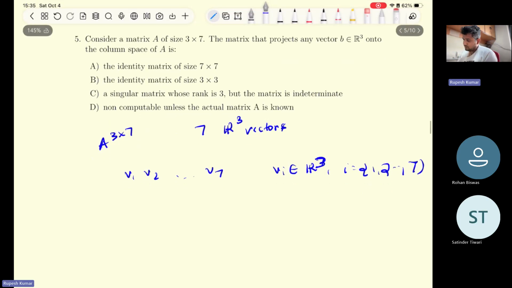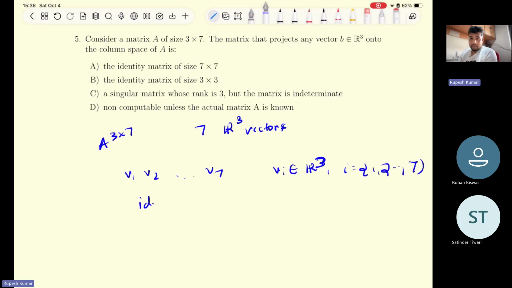So the column space of A is essentially R3. And are we given anything about the nullity of this? No, we don't know any other information. Now let's assume the matrix is full rank, then you know the answer. Then the projector will be the identity matrix of size 3 by 3.